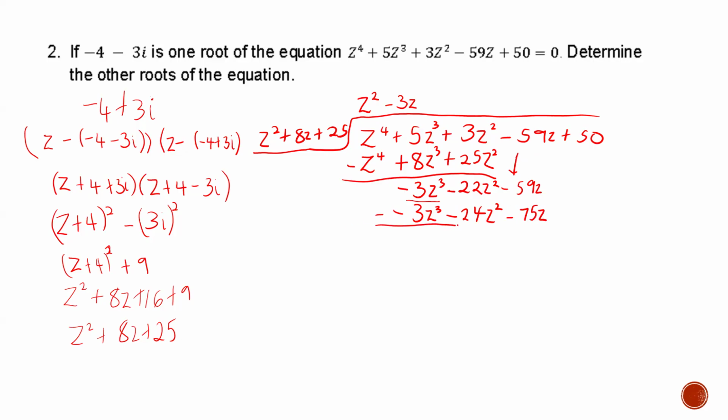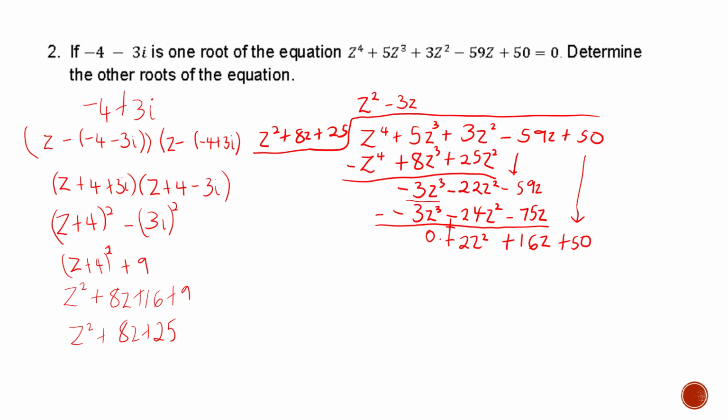Then subtract this. Negative 3z cubed minus negative 3z cubed will cancel out, giving us a 0. Then negative 22z squared minus negative 24z squared will give us plus 2z squared, right? Then negative 59z minus negative 75z will give us plus 16z, right? Yes. Then you bring this 50 down. The plus 50 comes down.